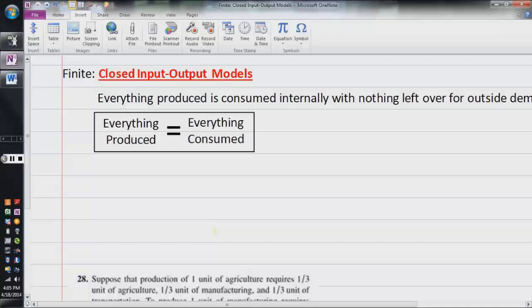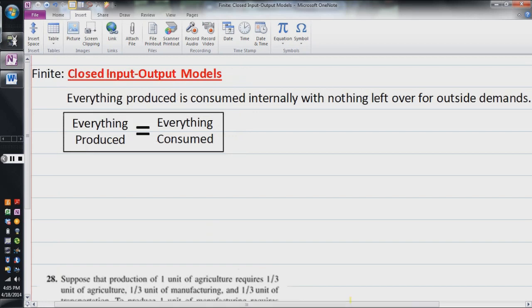So in this video, we're going to talk about closed input-output models. Basically, for a closed input-output model, everything that is produced is consumed internally with nothing left over for outside demands.